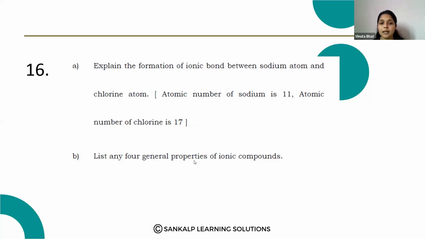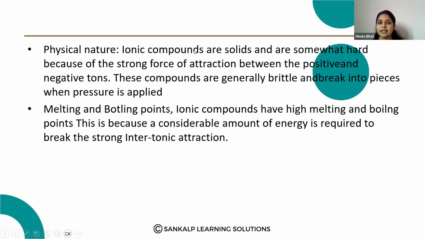Then the second question is: list any four general properties of ionic compounds. Please note down this question. Here, what is the physical nature? Ionic compounds are solids and somewhat hard because of the strong force of attraction between positive and negative ions. These compounds are generally brittle and break into pieces when pressure is applied. So that is the physical nature.